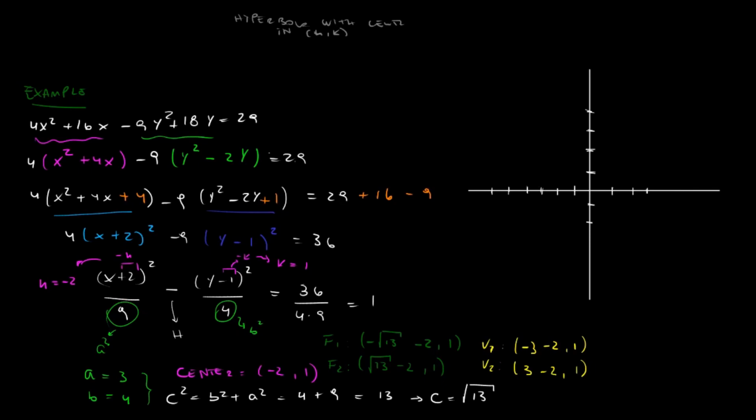Let's start by marking the vertices. The first one is (-5, 1), and the second one is (1, 1). Now the focus points are (-2 - √13, 1), that is about here, and the other one about there. The center is at (-2, 1).